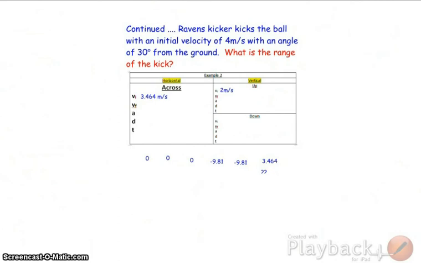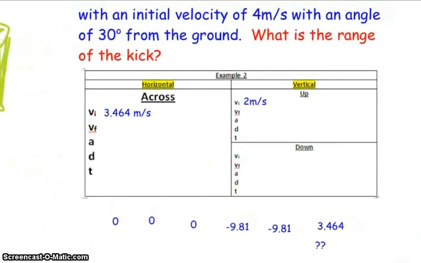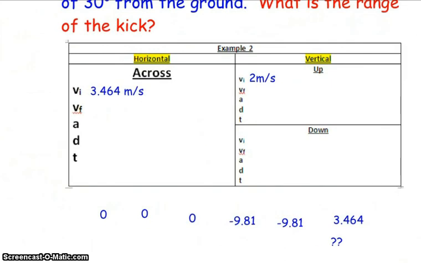Now let's take a look. Let's continue that problem. We have that Raven's kicker. That Raven's kicker kicked at an angle. So we found the initial vertical and the initial horizontal. Now we plug those in to our variables. Okay, those numbers we found, we say, okay, initially it's traveling up at 2 meters per second and across at 3.464 meters per second.